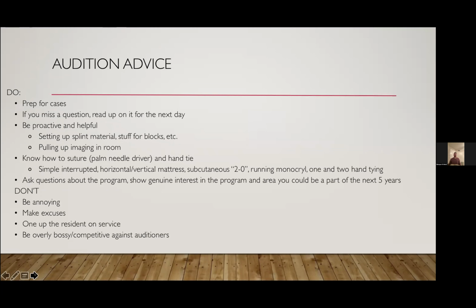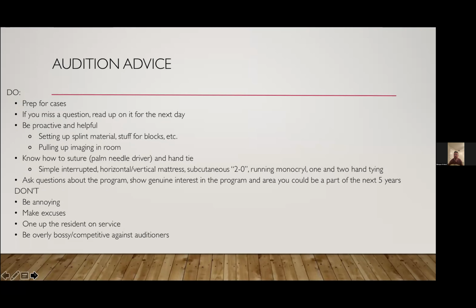So some do's and don'ts: prep for cases. If you miss a question, maybe it's a niche topic you didn't know about, read up on it when you go home and you're ready for the next day. That's a big thing, showing that you're trying to make up for lacks of knowledge, and being ready for the next day or the next case.